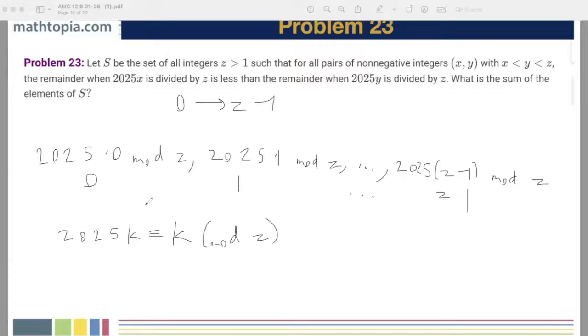And this is really important because it tells us some essential information about what z has to be. So if we subtract k from each side, we get 2024k has to be equivalent to 0 mod z for all k. So since k equals 1 is definitely a valid value we can pick, that tells us 2024 is equivalent to 0 mod z, which tells us that z has to be a divisor of 2024.